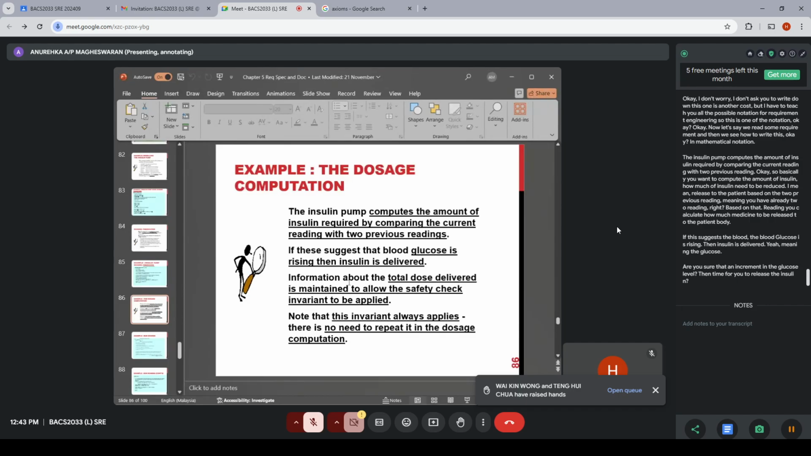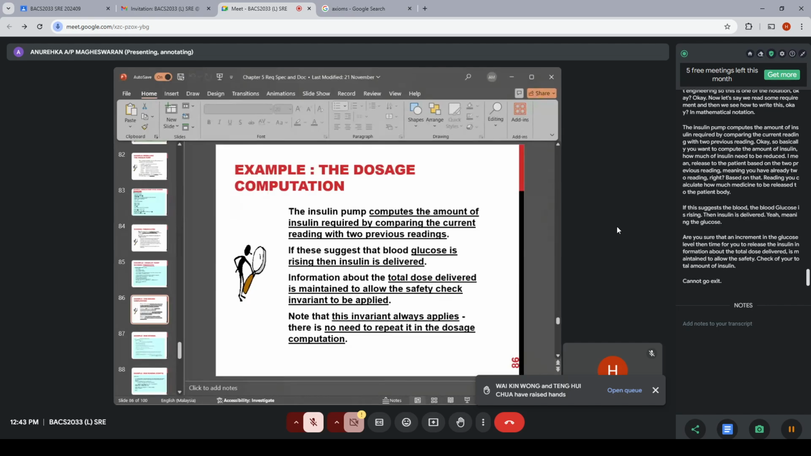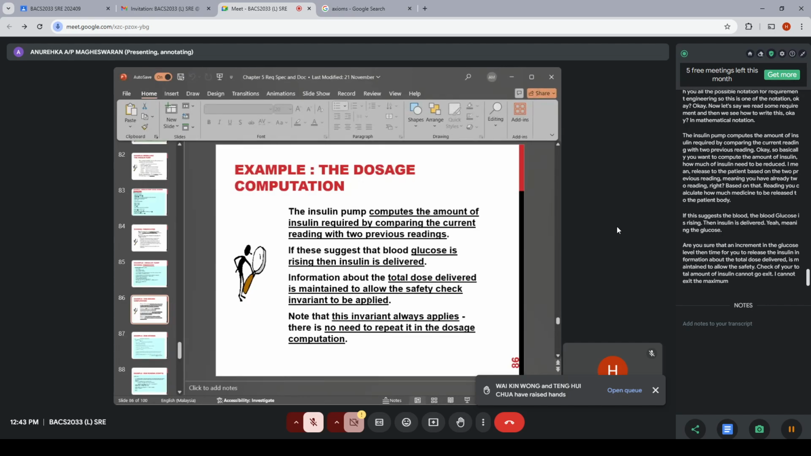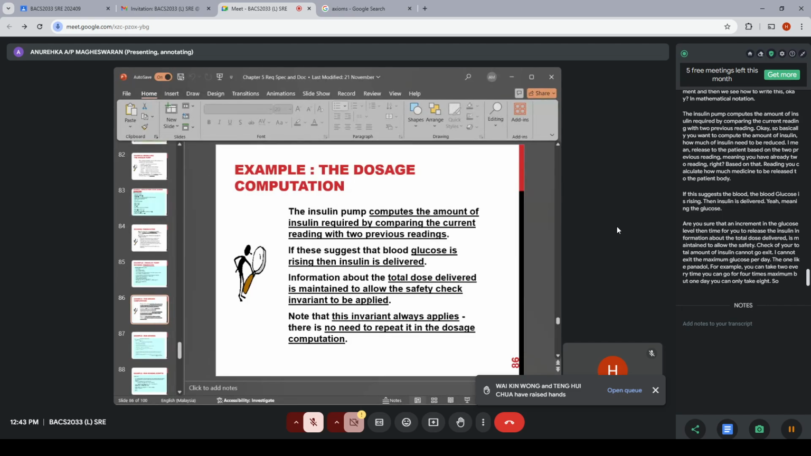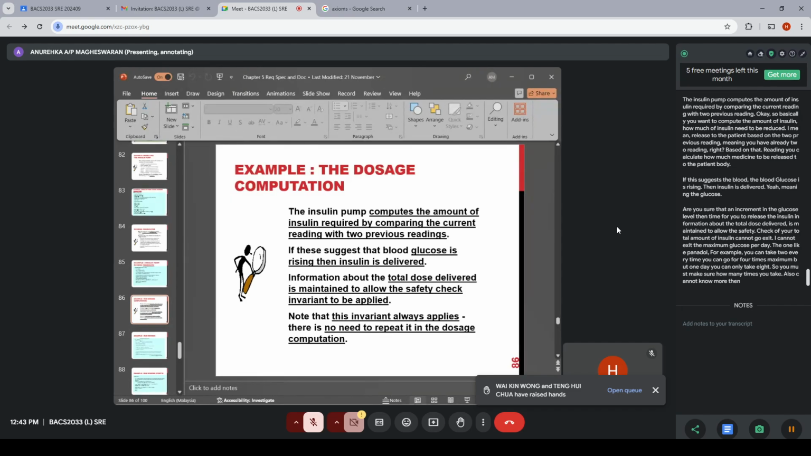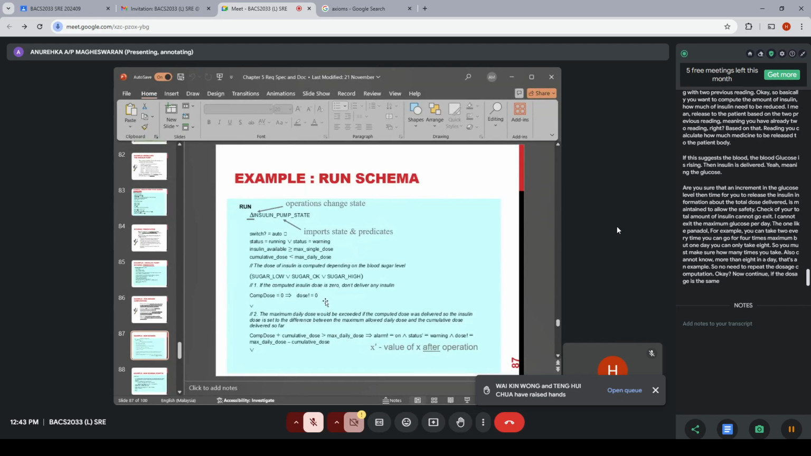Information about the total dose delivered is maintained to allow the safety check that the total amount of insulin cannot exceed the maximum per day. Like Panadol, for example, you can take 2 every time. You can go for 4 times maximum, but one day you can only take 8. So you must make sure how many times you take also cannot be more than 8 in a day. That's an example. So no need to repeat the dosage computation. Now continue. If the dosage is the same as your previous dosage, you don't have to calculate again.